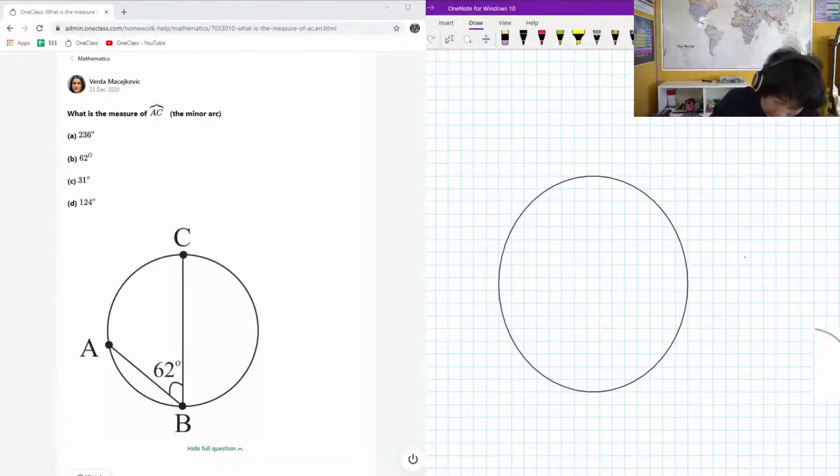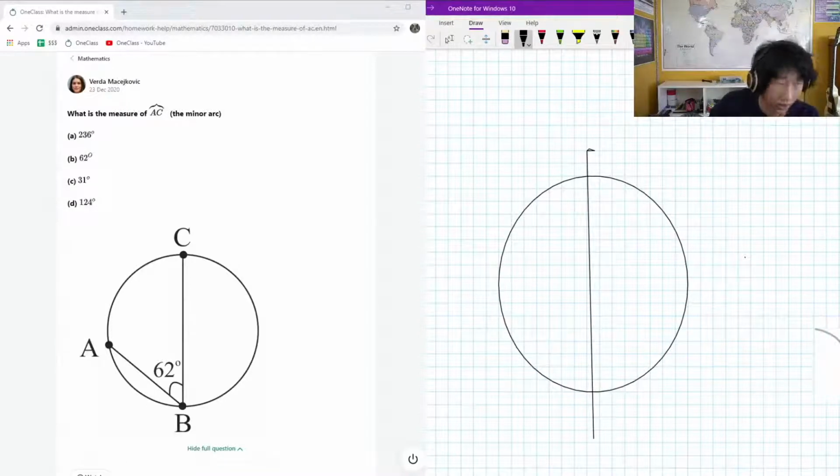So we have a line that goes like this, and a line that goes like this. This angle is 62 degrees. This point right here is A. We got B right here. And we got C right here.